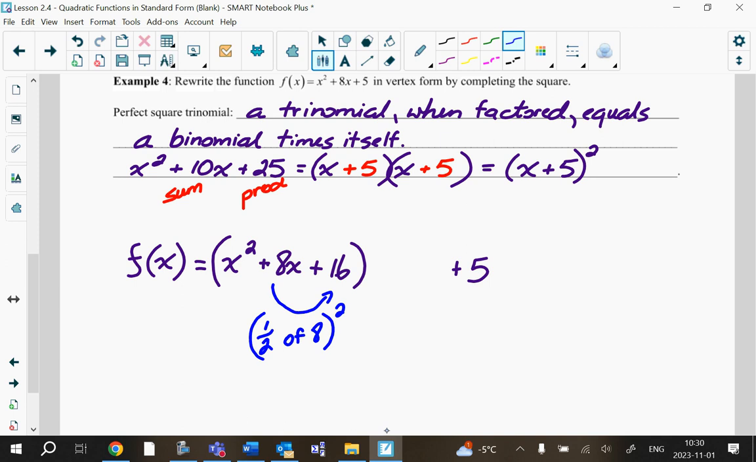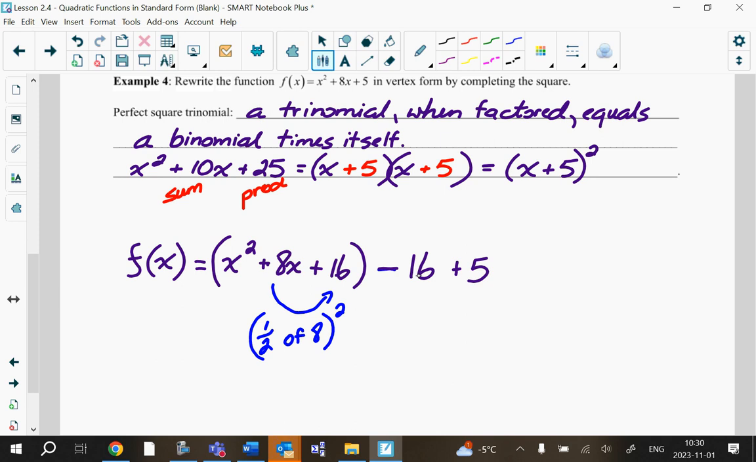However, I've added 16 to this expression, haven't I? I've changed it. What could I do to balance it out if I've added 16? Subtract 16. So what we do, and ladies, this is the first one we're doing: I need to add 16 in order to factor. But if I'm going to add 16 to keep the value of the equation the same, I've got to subtract 16. Okay?